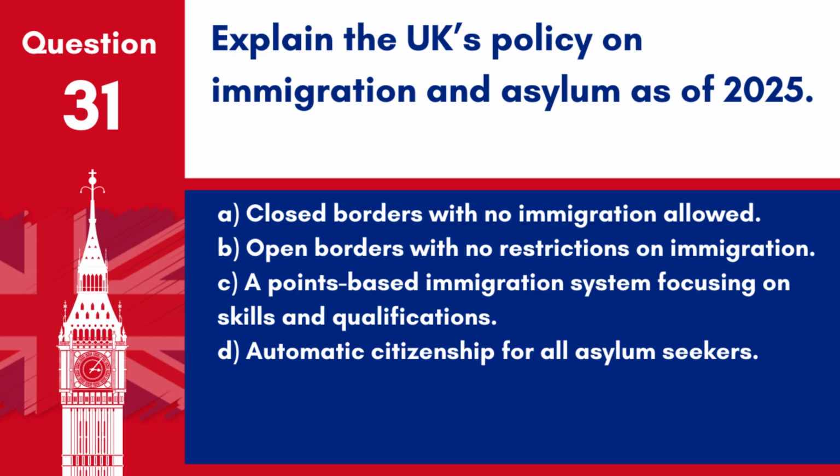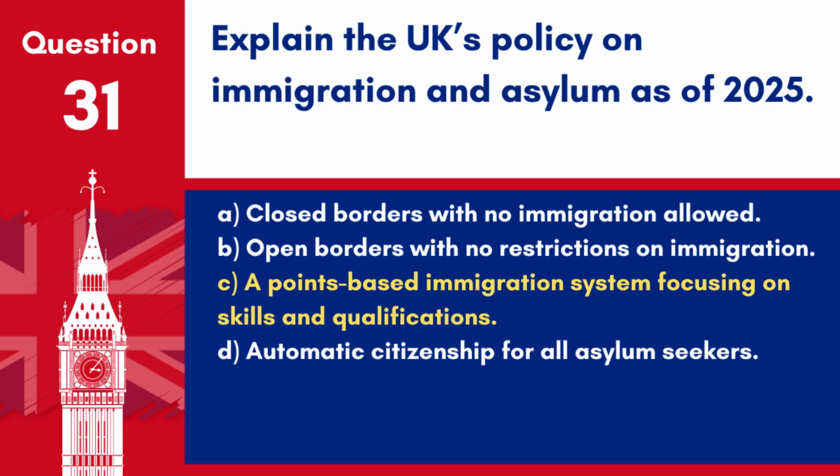A. Closed borders with no immigration allowed. B. Open borders with no restrictions on immigration. C. A points-based immigration system focusing on skills and qualifications. D. Automatic citizenship for all asylum seekers.